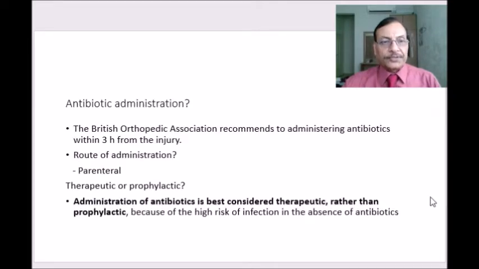We must give antibiotics to the patient. The British Orthopaedic Association recommends that antibiotics should be administered within 3 hours of the injury. The route of administration should be parenteral. Usually nowadays it is considered therapeutic. So administration of antibiotics is best considered therapeutic rather than prophylactic, because there is always a high risk of infection in the absence of antibiotics.